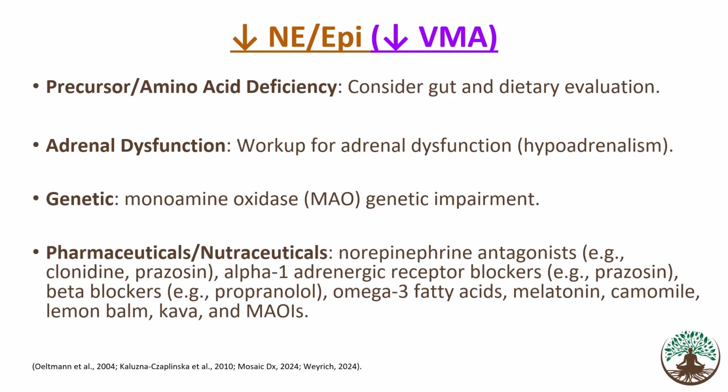In a root cause evaluation, consider the following areas. For precursor and amino acid deficiency, consider gut and dietary evaluation. Conduct a workup for adrenal dysfunction, especially looking for hypoadrenalism. Explore genetic abnormalities such as MAO polymorphism. Finally, rule out the presence of any offending pharmaceutical or nutraceutical option.